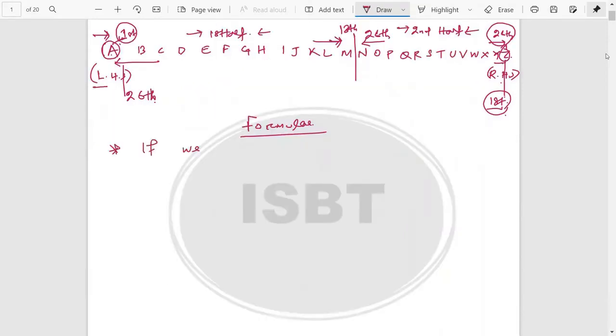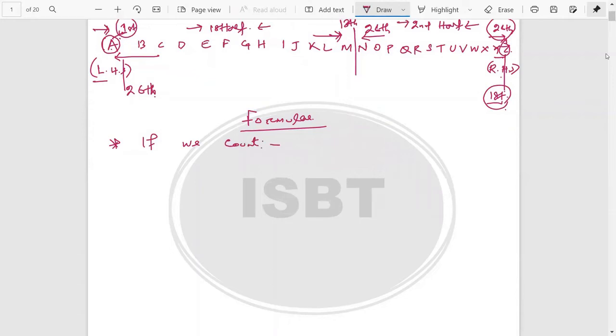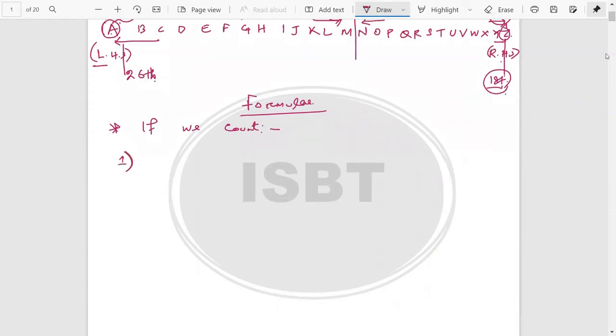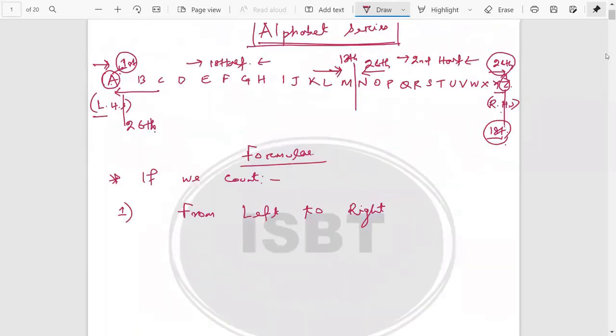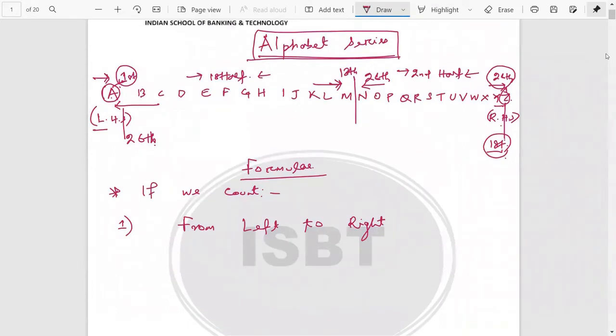If we count, the number formula, write down the number formula from left to right. From left to right. Okay, look at the question. Look at the alphabet very carefully. From left to right. That means if I count from A to Z, look very carefully. The position of A is first and the position of Z is 26.